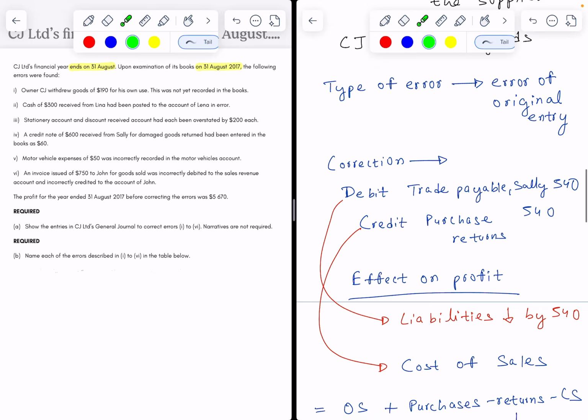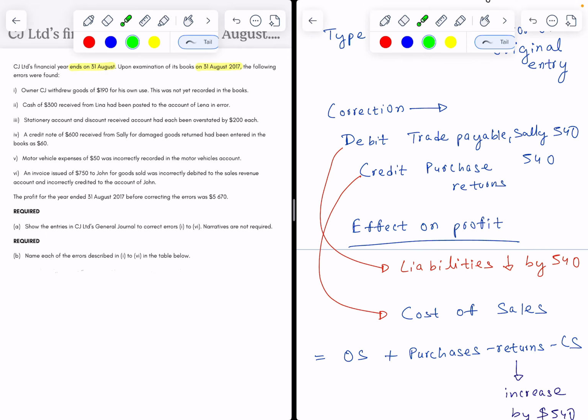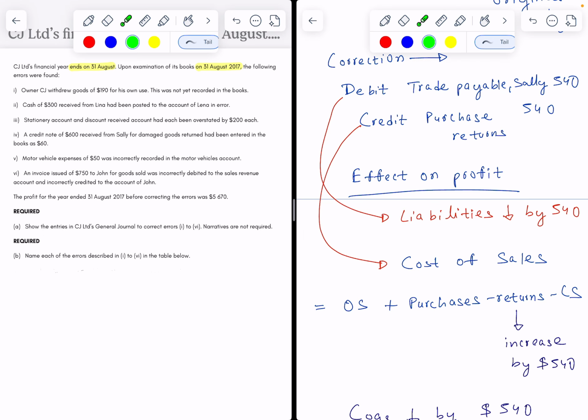Now, what's the effect on profit? First of all, based on the first line, where we debited the account of Sally, liabilities are going down by $540. And liabilities have no relevance to the profit, right? But what about the second line, where we credited the purchase returns by $540? Here we have to understand some things. When we calculate the cost of goods sold as part of our income statement or the statement of financial performance, how do we calculate it? We start with the opening inventory, which is opening stock, and then we add the purchases, then we subtract any returns, and then we subtract the closing stock.